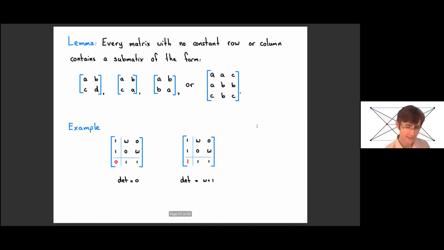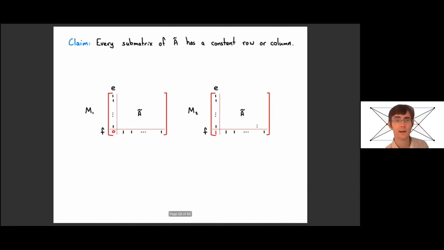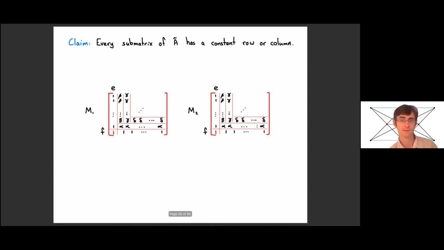Anyway, there aren't that many cases to consider, and you end up proving that every submatrix of A tilde has a constant row or column. And now you think about what such a matrix has to look like. So maybe it's got a constant row, you pull that out. Whatever's left has to have a constant row or column. Say it's got a constant column, delete that. What's left has got a constant column, delete that, etc.